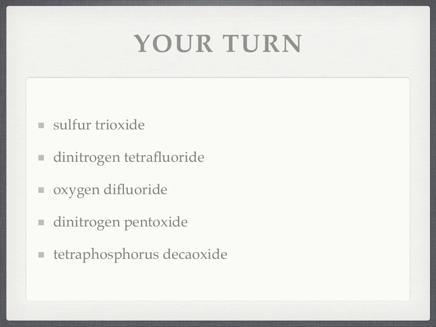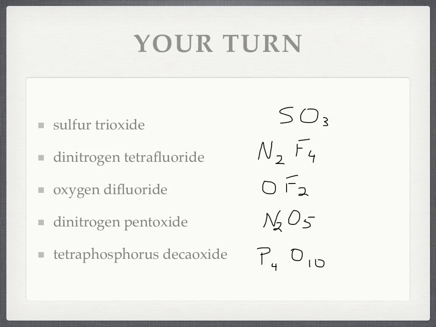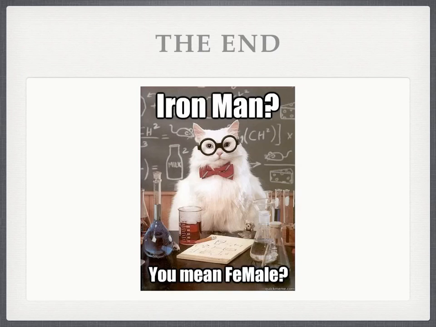Alright, why don't you try these? Stop the video and see if you can write these formulas. You can check your work here. Sulfur trioxide, SO3, then N2F4, oxygen difluoride is OF2, then N2O5, and the last one, P4O10. And that is the end of this section.